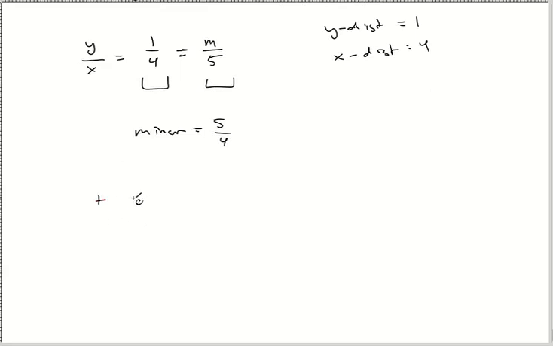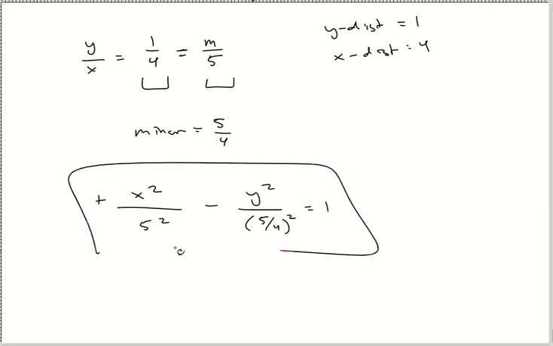We're basically done now. So x squared over, again, that was the 5 squared, and then my y squared, I have 5 over 4, all squared. There you go. Cool.